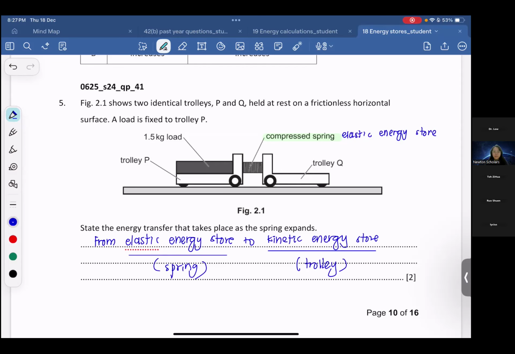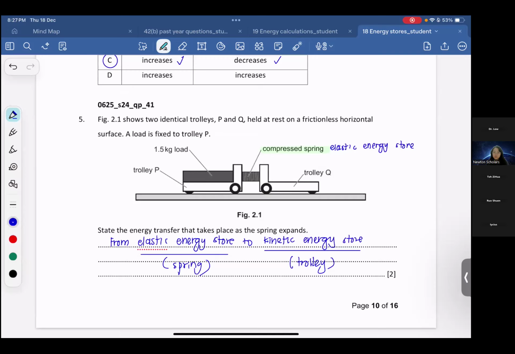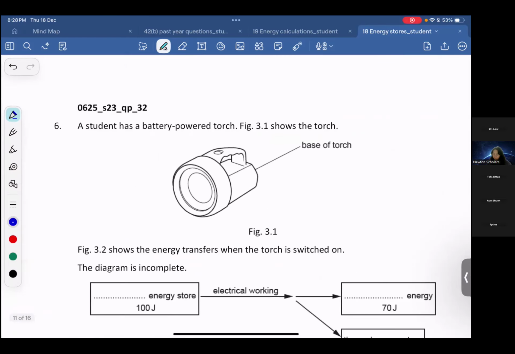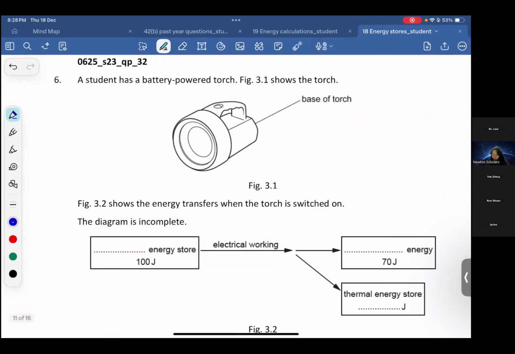Okay, can we go to page 11? Crystal, okay. Xuan, have you finished question 5? Xuan, okay.